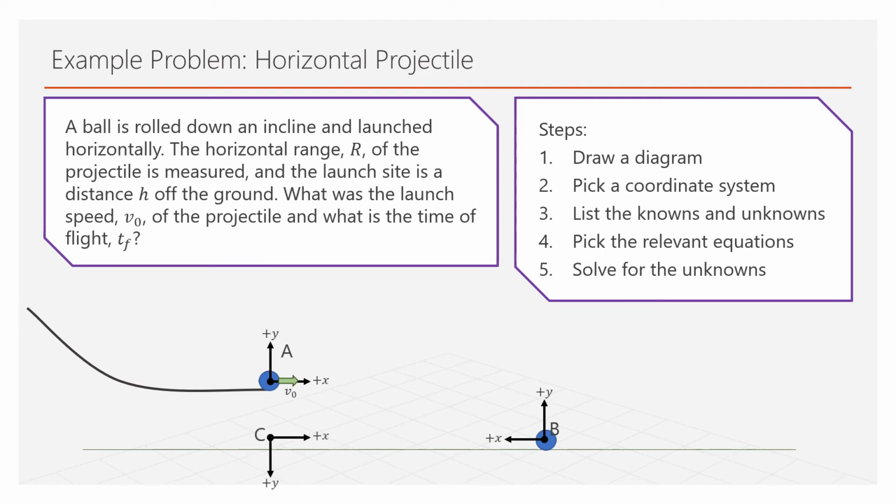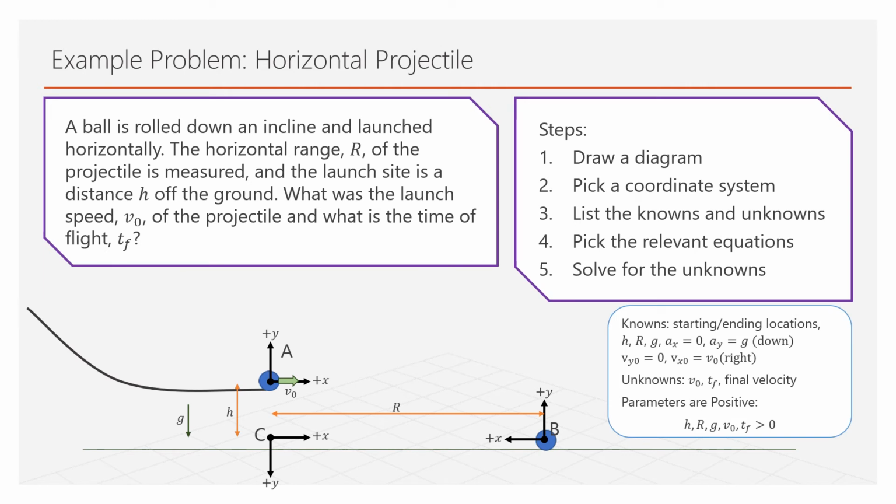And then the last coordinate system we'll look at is coordinate system C, where its origin is below the launch site on the ground. Motion to the right is also positive, but this time motion that is downward will be taken to be positive, not negative. The vertical distance is h. The horizontal distance is r. The acceleration due to gravity pulls downward.